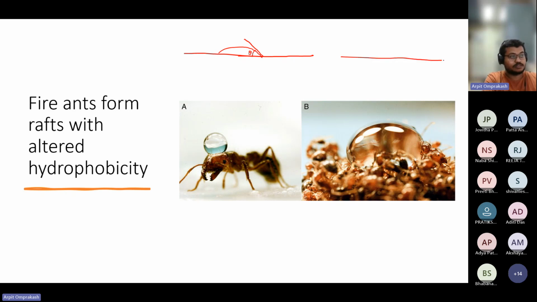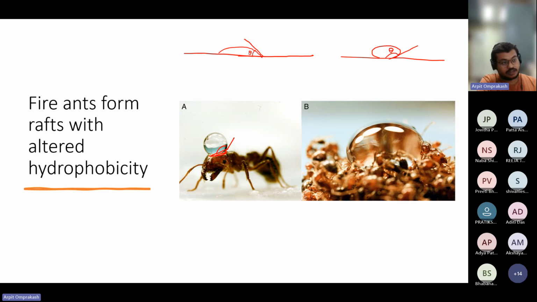However, for hydrophobic substances, when you put a drop of water on them, such as the ant here, the droplet tries to stay like this. So the angle that you get between the surface and the drop of water is an obtuse angle. By measuring the angle of a water droplet on a surface, we can measure the hydrophobicity of a surface. So in an experiment, what people did was they put a drop of water on ants and measured this angle, the angle between the surface of the ant and the water. And they also did the same thing with a group of ants forming an aggregation or a raft.